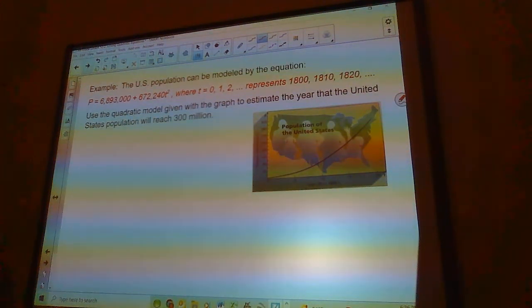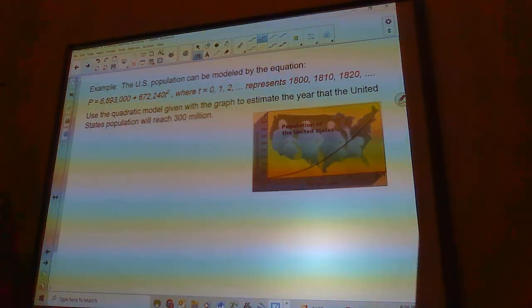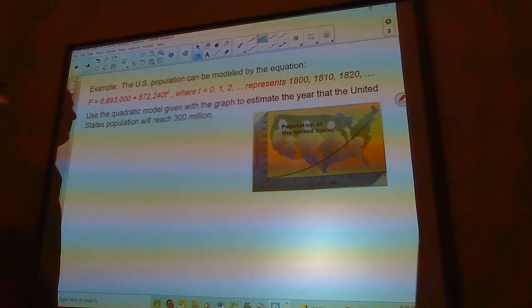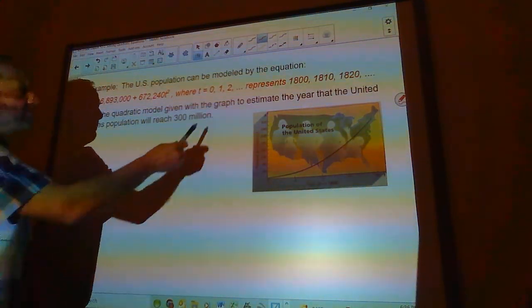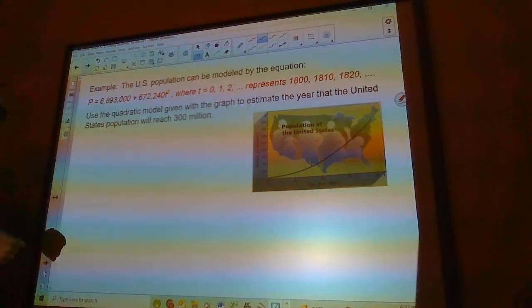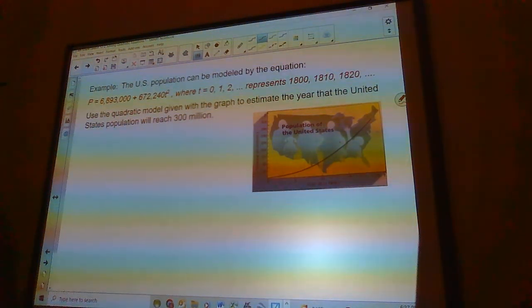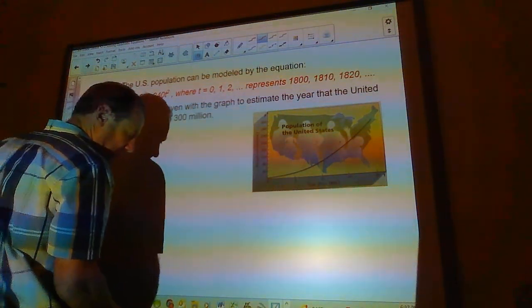Okay, the U.S. population can be modeled by the equation P equals 6,893,000 plus 672,240 t squared, where t equals 0, 1, and 2 represents 1800, 1810, and 1820. So these are basically the decades right here. Use the quadratic model given with the graph to estimate the year that the United States population will reach 300 million.